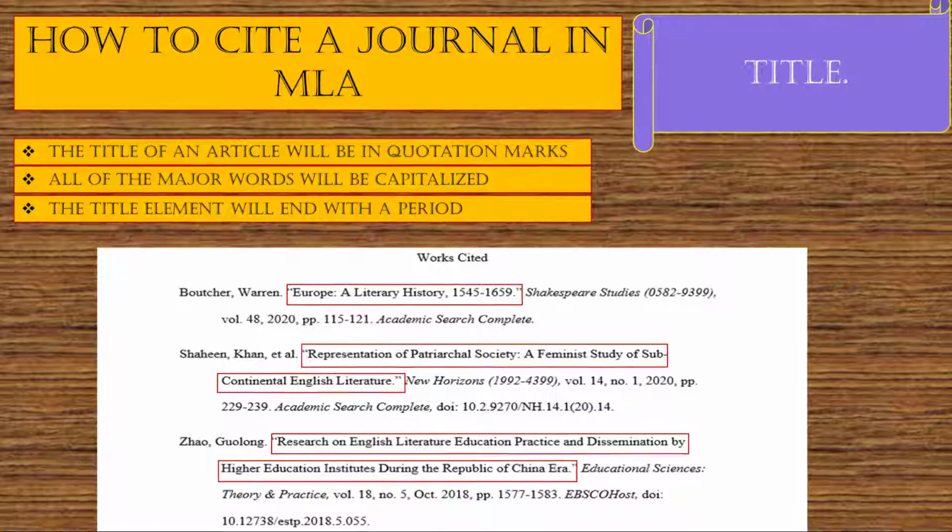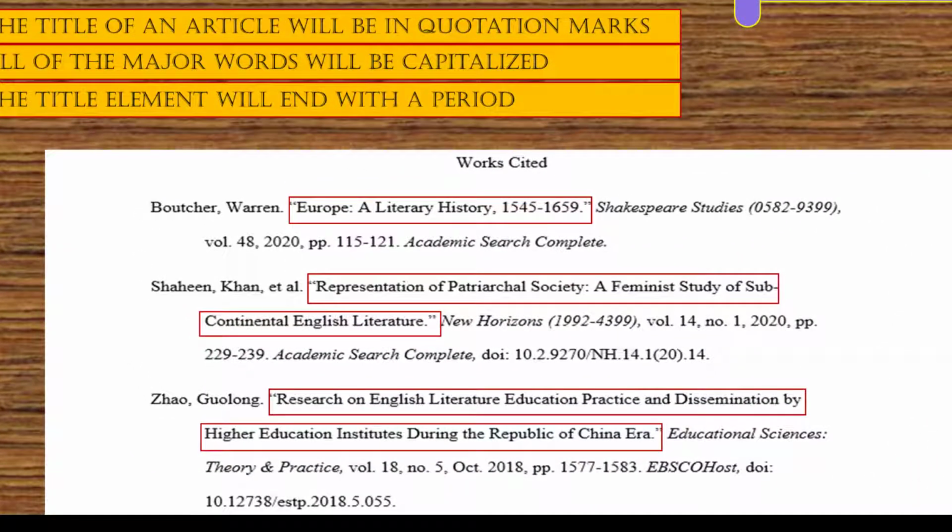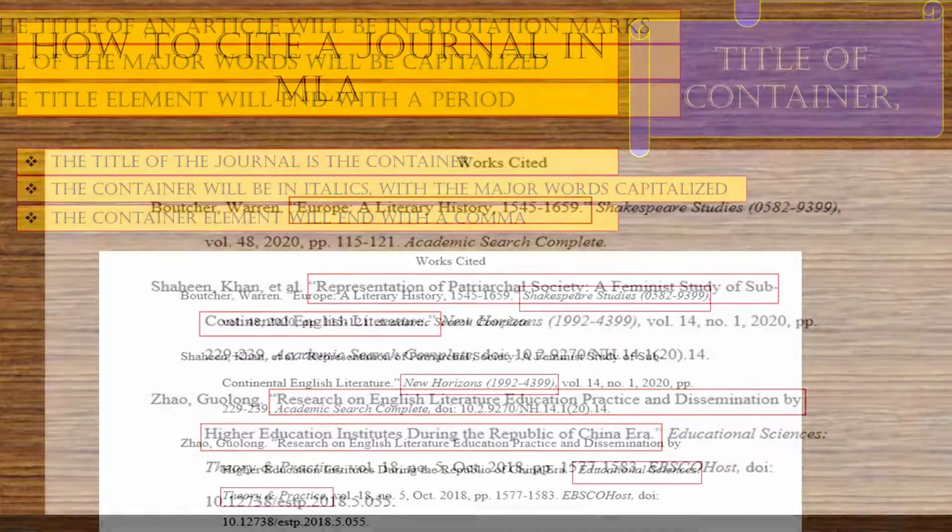The title of an article will be in quotation marks, and all the major words will be capitalized. Also note that the first word of the title and the first word of the subtitle will also be capitalized. The title element will end with a period, and make sure to put that period inside of the quotation marks.